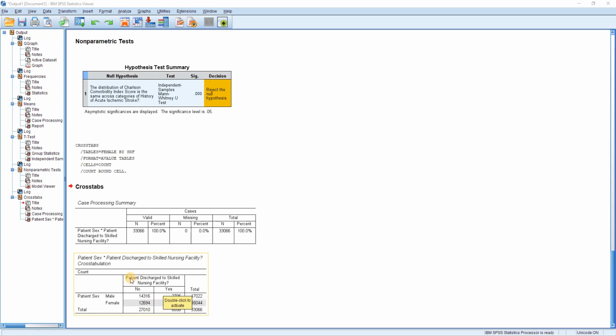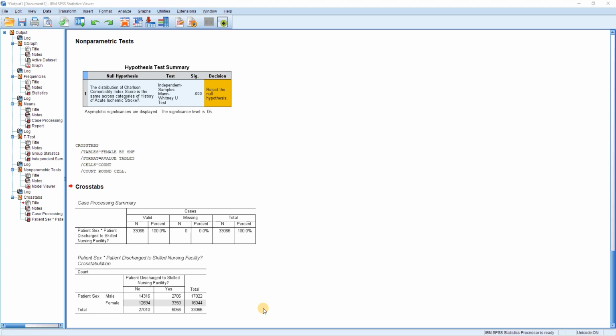So I'm going to go ahead and look here. Patient discharged to a SNF is yes. And I can see that I have 2,706 patients who were male that were discharged to a SNF and 3,350 female patients that were discharged to a SNF in my data set. So I'm going to say false. More women than men in my data set were discharged to a skilled nursing facility. Period.